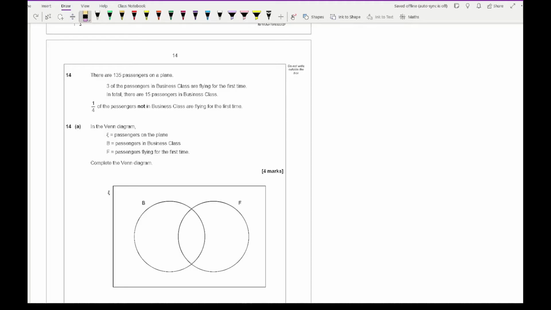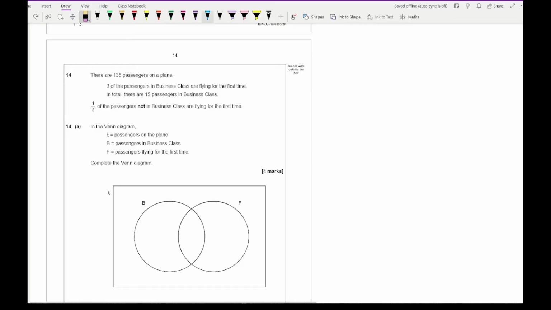Looking at question 14, it says that 135 passengers are on a plane, 3 passengers are in business class and flying for the first time. In total there are 15 passengers in business class. A quarter of the passengers not in business class are flying for the first time. And it says in the Venn diagram we need to represent the data. Now this funny little E symbol just basically describes the population. So we're talking about passengers on a plane, and they could be in one of 4 sections. They could be in business class, flying for the first time, both, or just flying economy or whatever classes they've got, basically not business.